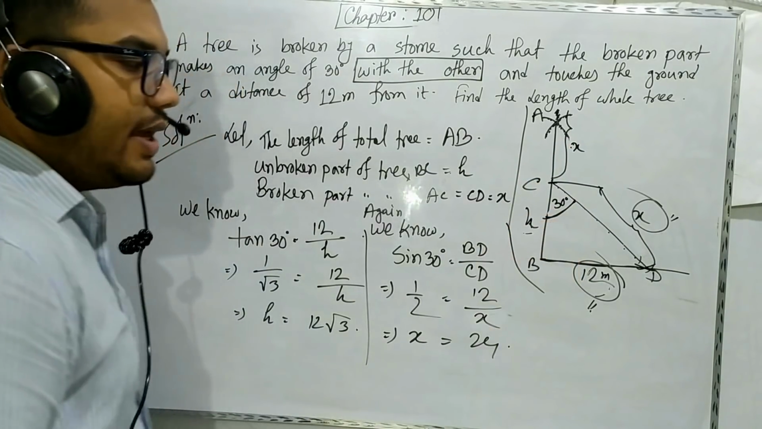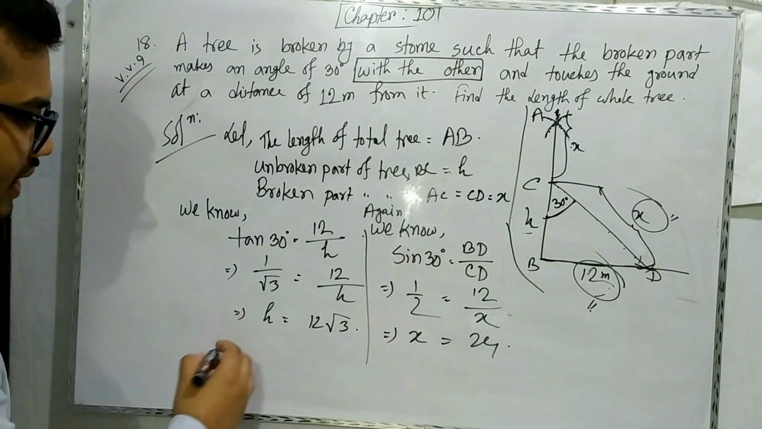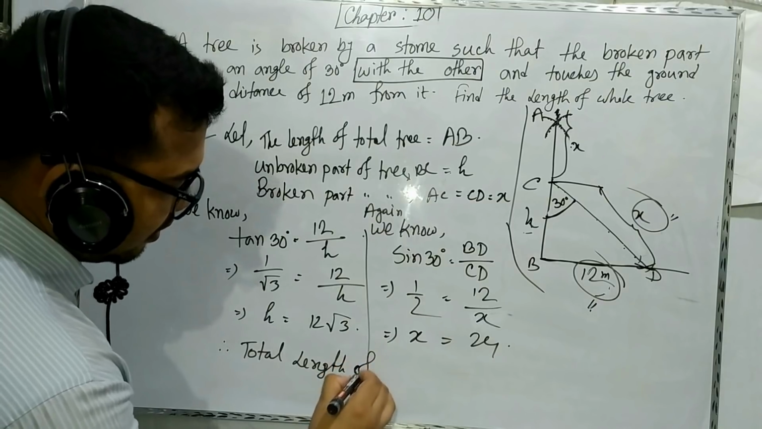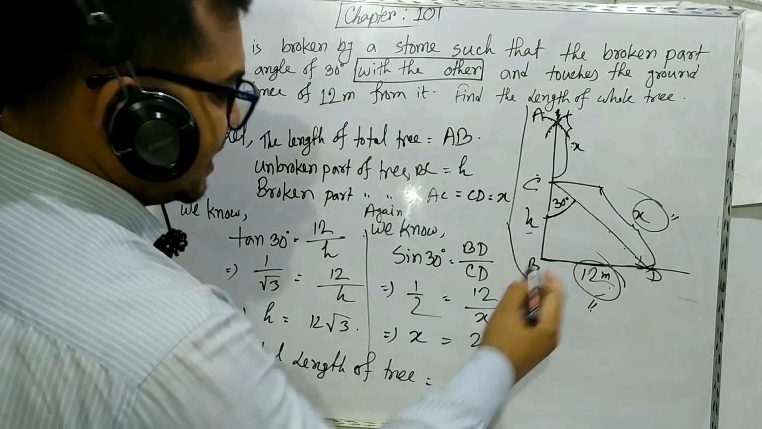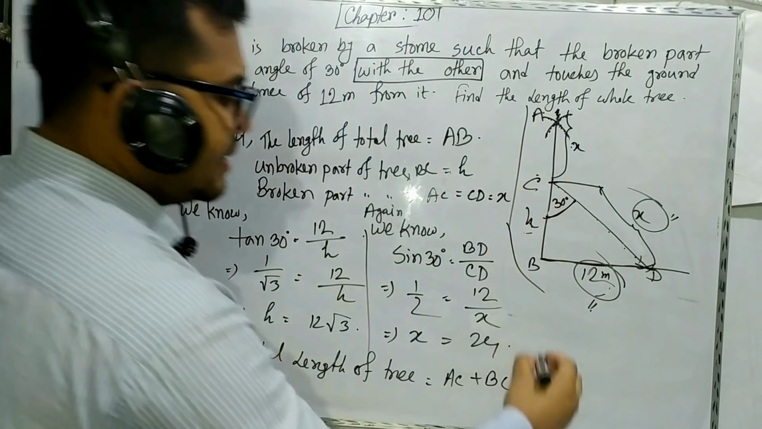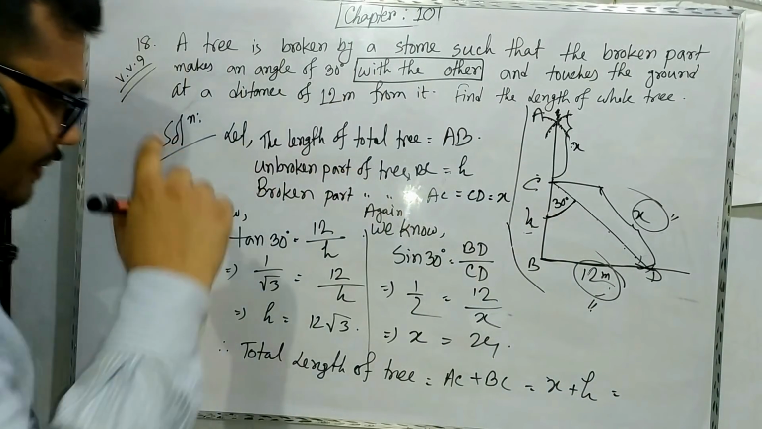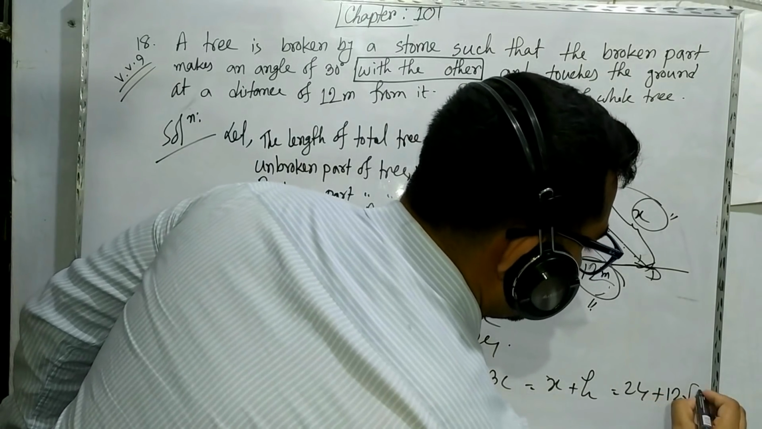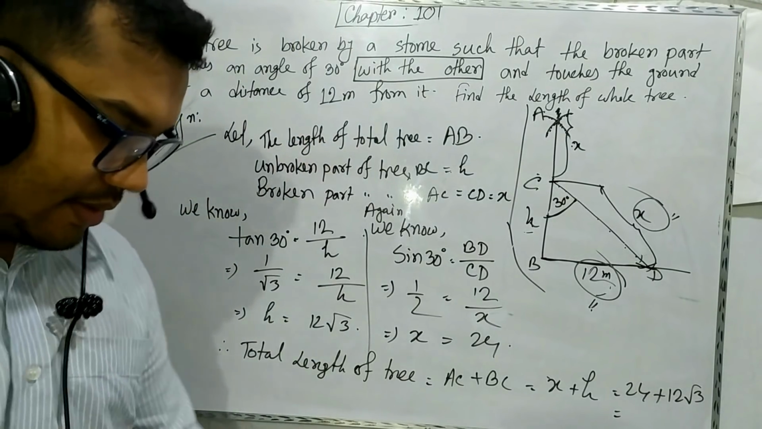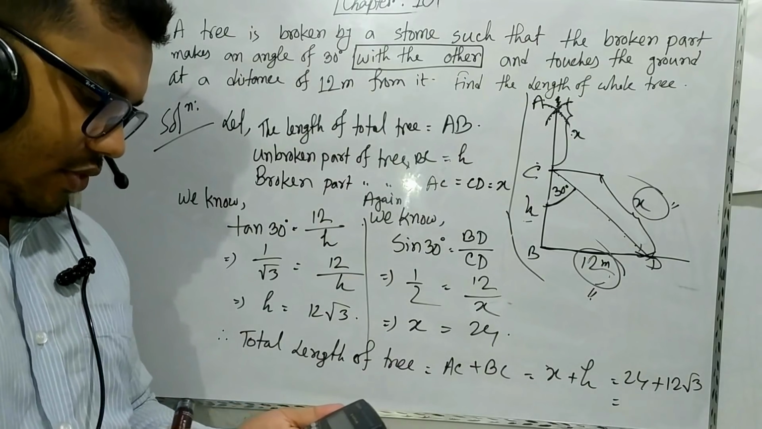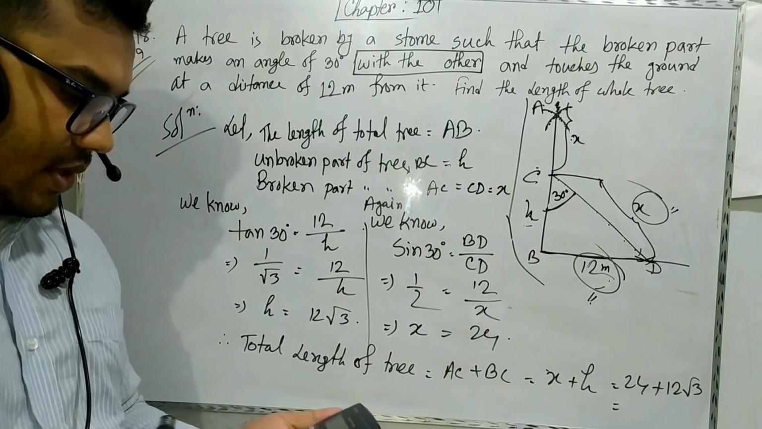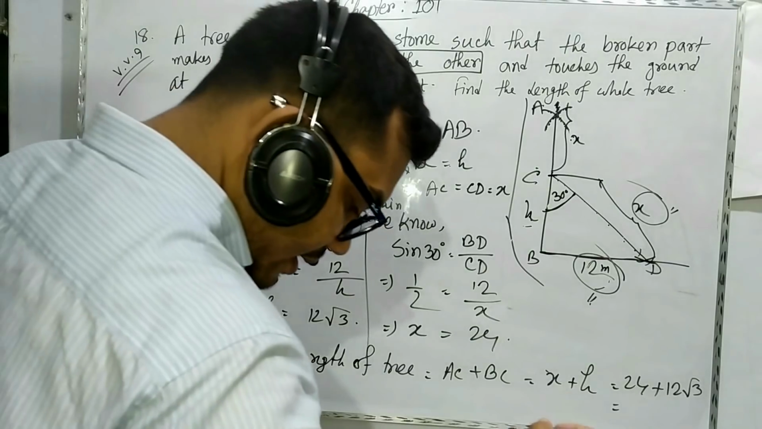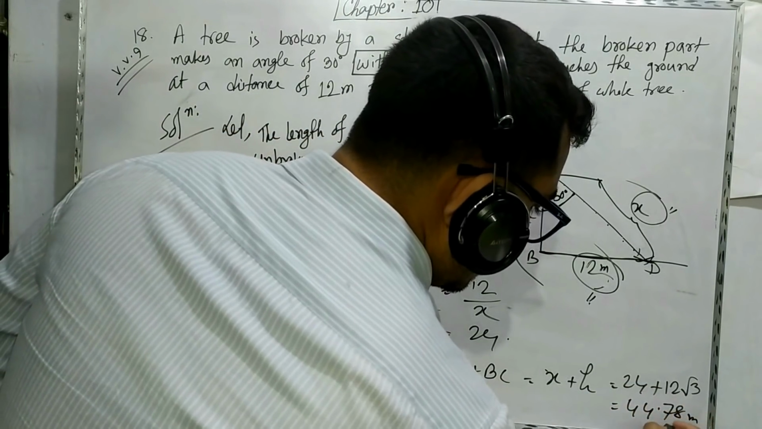If we add these two, then we will get what? We will get our total length of the tree. So the total length of the tree will be AC plus BC. Here AC is x and BC is ace. That is x, that is 24, and ace, that is 12 root over 3. 12 root over 3 is 20.78, plus 24, it's 44.78. That is our required answer.